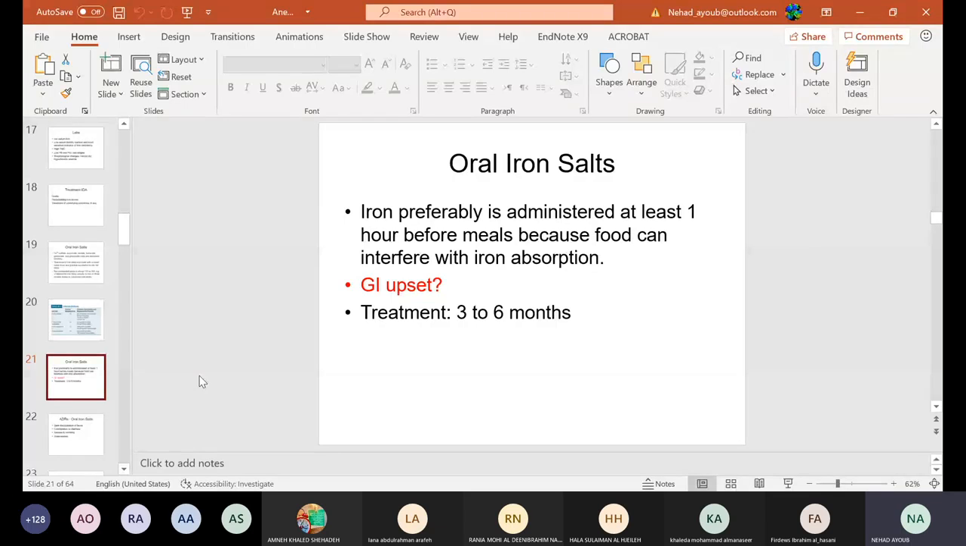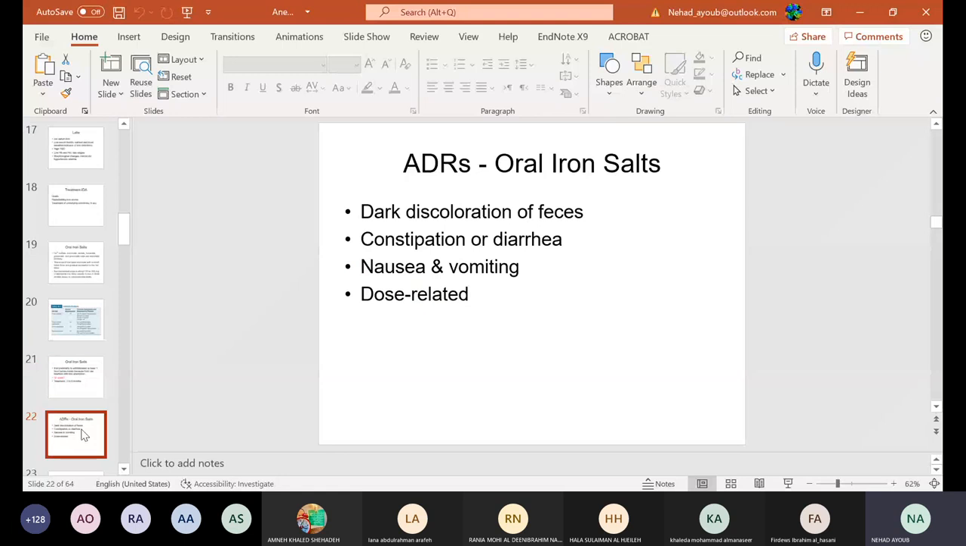Okay, oral iron therapy can cause adverse effects, most of them related to the GI. Darkening of the waste or fecal material, it becomes dark in color. This is expected. Why? Because iron absorption is under control by the GI. Not all the iron will be absorbed, so some of the iron will not be absorbed, and this will go to the waste material. It will cause dark stool. It is very important when we counsel the patient to explain that the stool color may change and become dark.